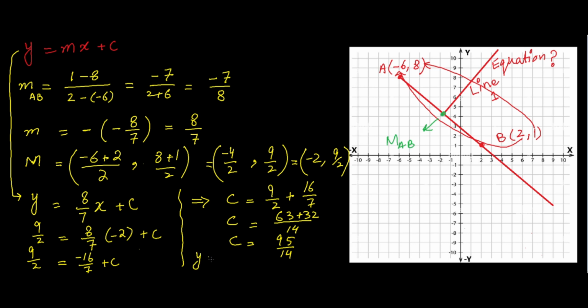Therefore, y will be equal to 8 over 7 x plus 95 over 14. This is the equation of the perpendicular bisector of the line AB. So by using the gradient of line AB and the midpoint of AB, we have found the equation of the perpendicular bisector of the line. Sometimes you can also use the formula y minus y1 is equal to m into x minus x1 after finding the gradient, and the coordinate point you consider is always x1, y1.